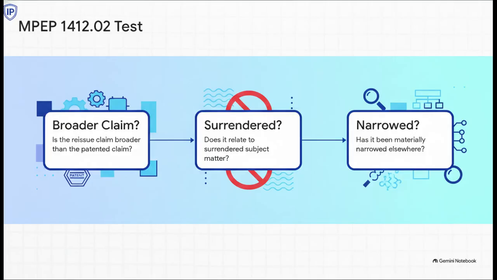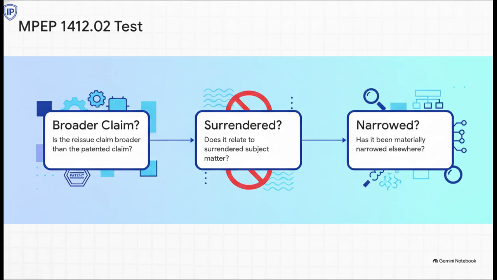Examiners apply a strict 3-step test under MPEP Section 1412.02 to catch attempts at recapture. First, they determine whether the reissue claim is broader than the patented claim in the relevant aspect. Second, they determine whether that broader aspect relates to surrendered subject matter. Third, they evaluate whether the reissue claim has been materially narrowed in another respect that avoids the surrender.